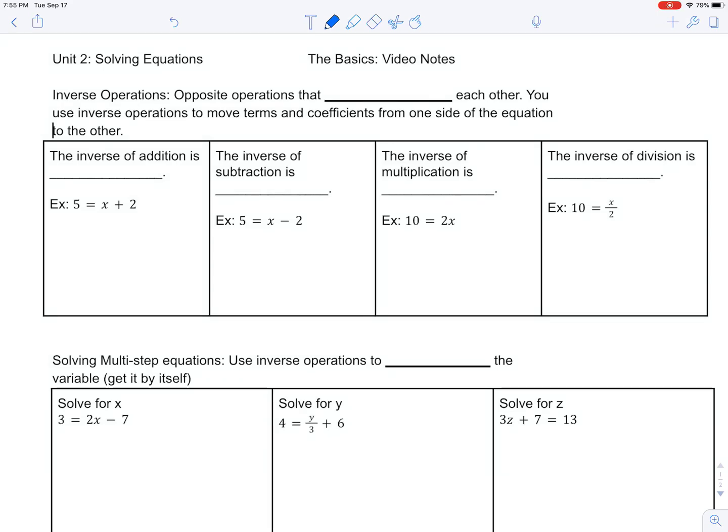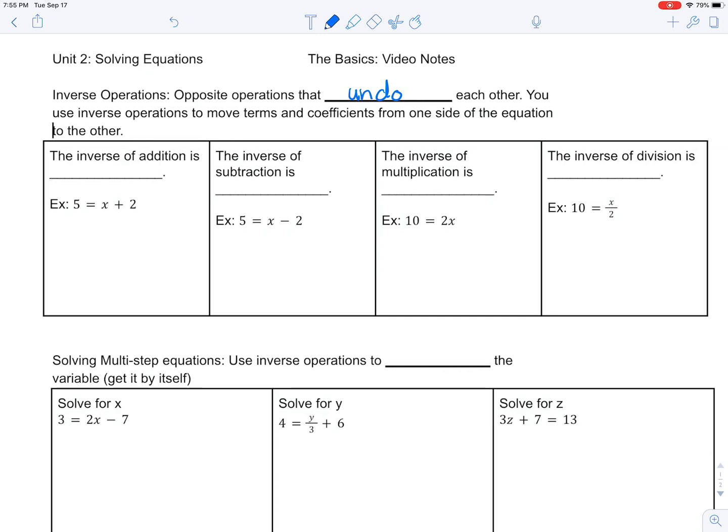Okay, we're going to talk about solving equations, and this is the basics of solving equations. So we're going to use inverse operations. That's opposite operations that undo each other. Use inverse operations to move things from one side of the equation to the other.